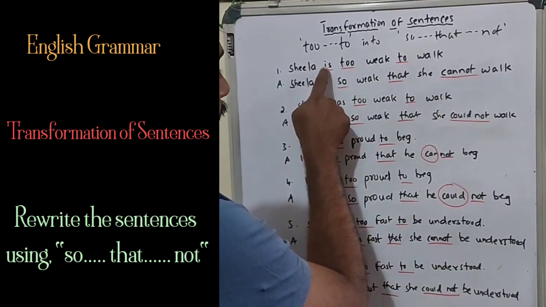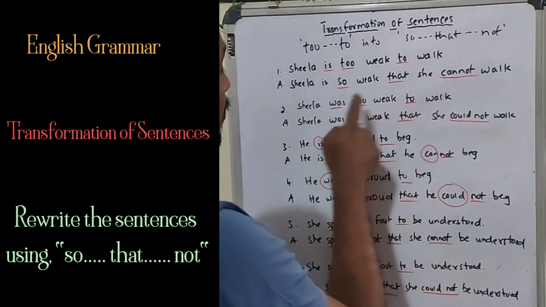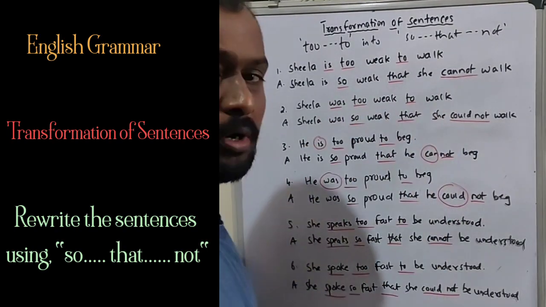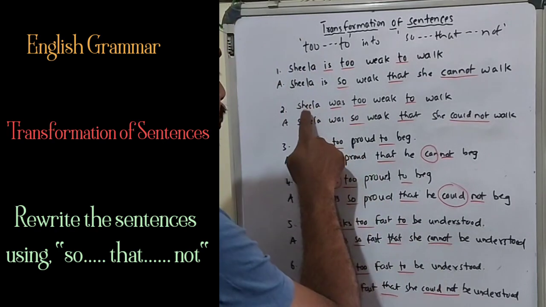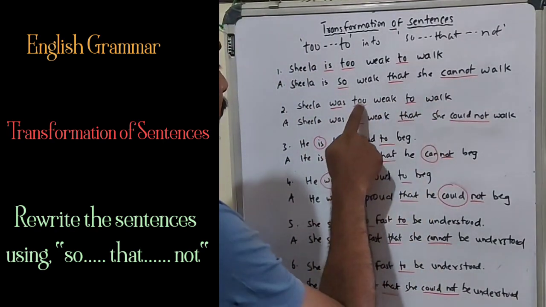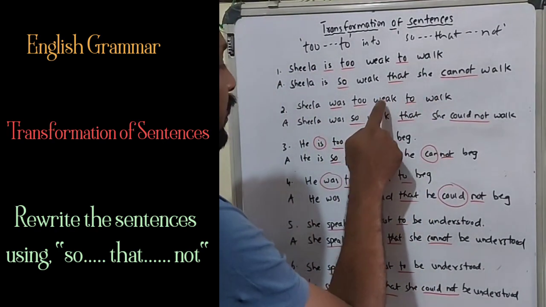Okay, in case of present tenses, use "cannot". In case of past tenses, use "could not". That's the only difference to be kept in mind. Okay, so Sheila was too weak to walk. In the place of "too", you write "so", "weak" as it is.